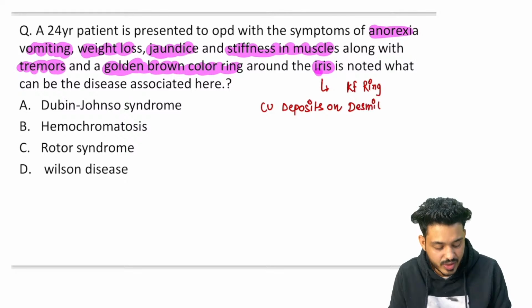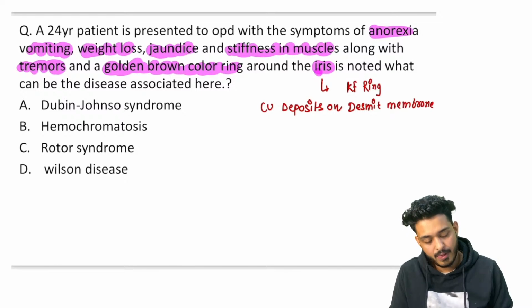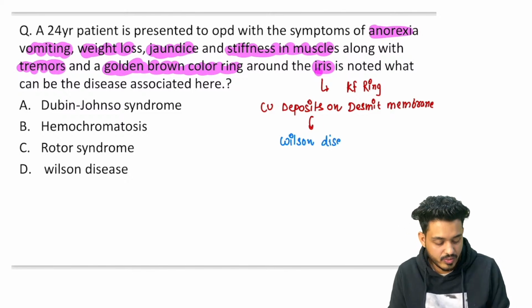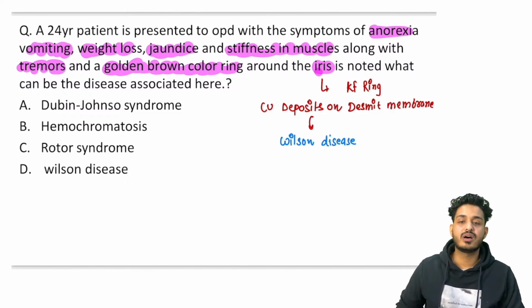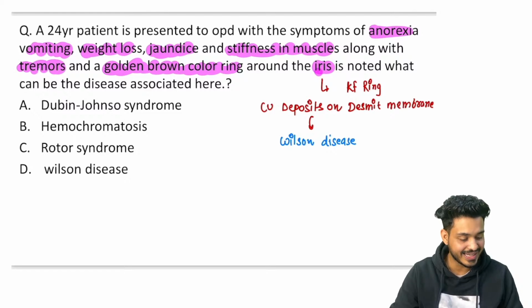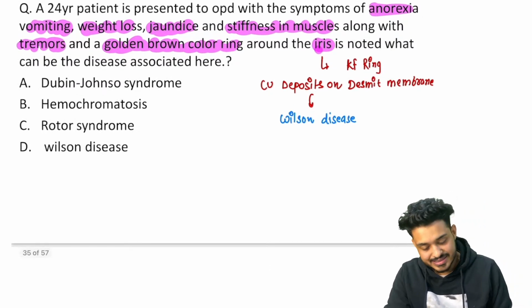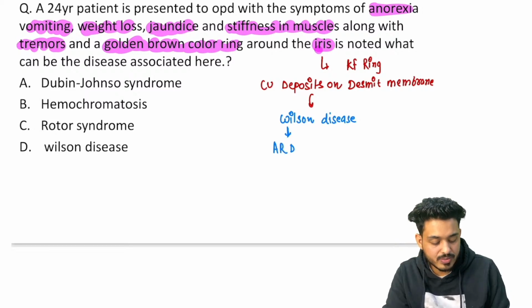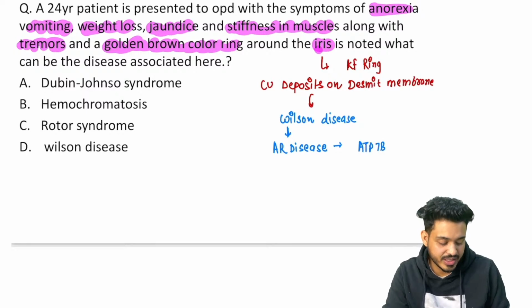This is known as what? This is known as KF ring, okay? And this KF ring is very highly suggestive of a disease that is known as Wilson's disease. And what is the inheritance you will be having here? Is it autosomal dominant or autosomal recessive? Remember, it is an autosomal recessive disease, and you will be having a genetic mutation that will be your ATP7B gene.